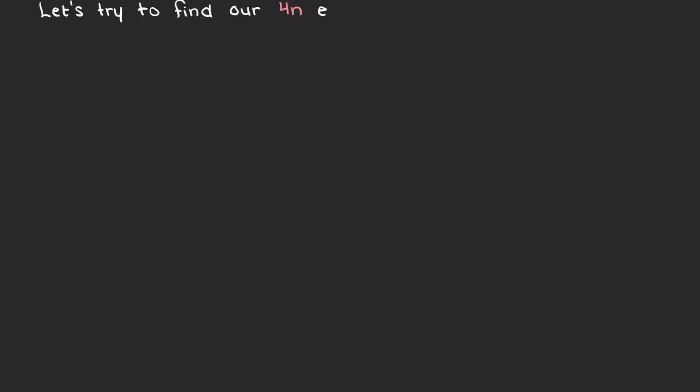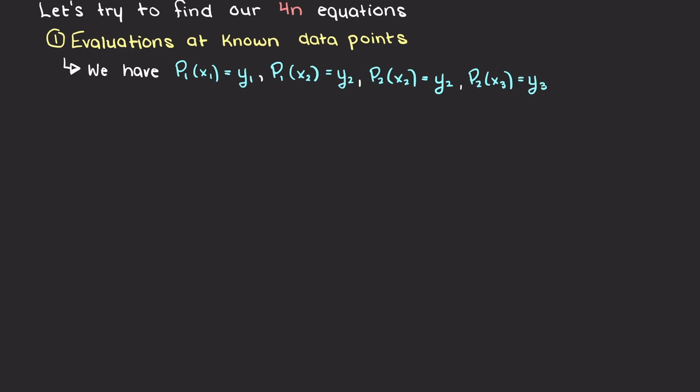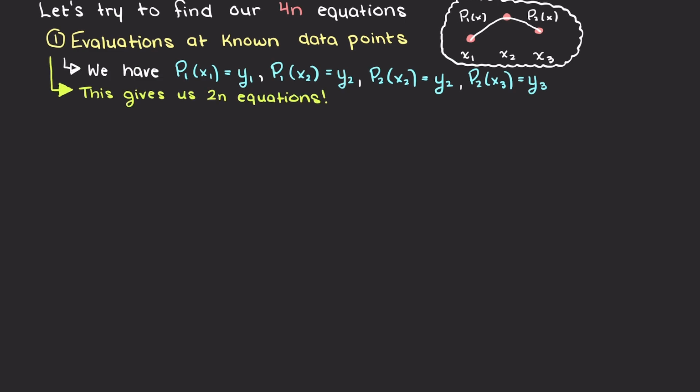Let's try to find our 4n equations. Firstly, we will have some known data points. These are the input-output pairs that we are interpolating through. Because each data point will share a spline, we actually get 2n equations. Therefore, we just need to find 2n more equations to be able to begin solving our system of equations.